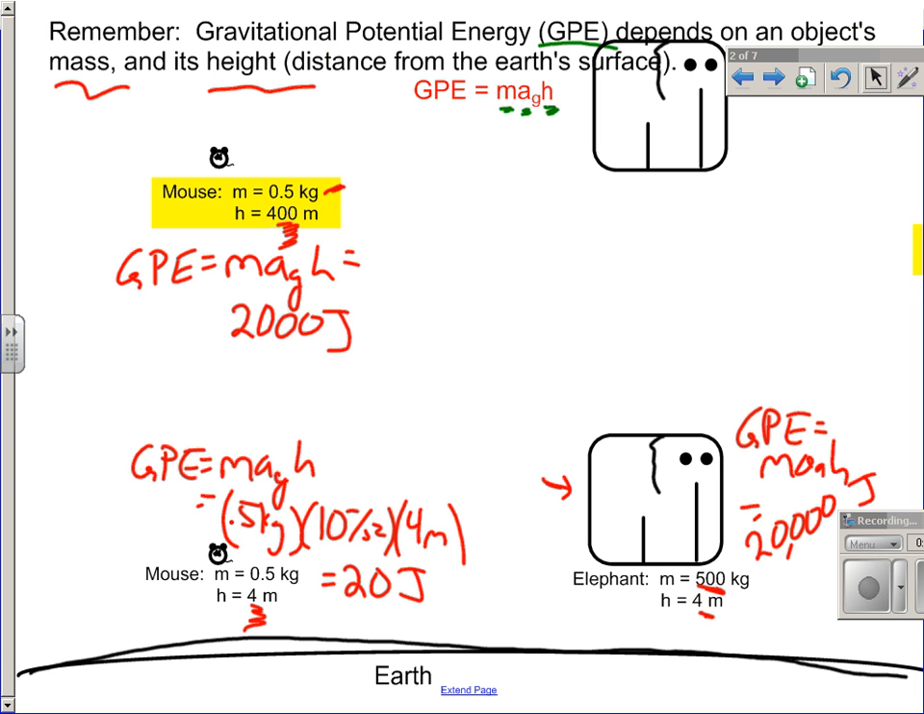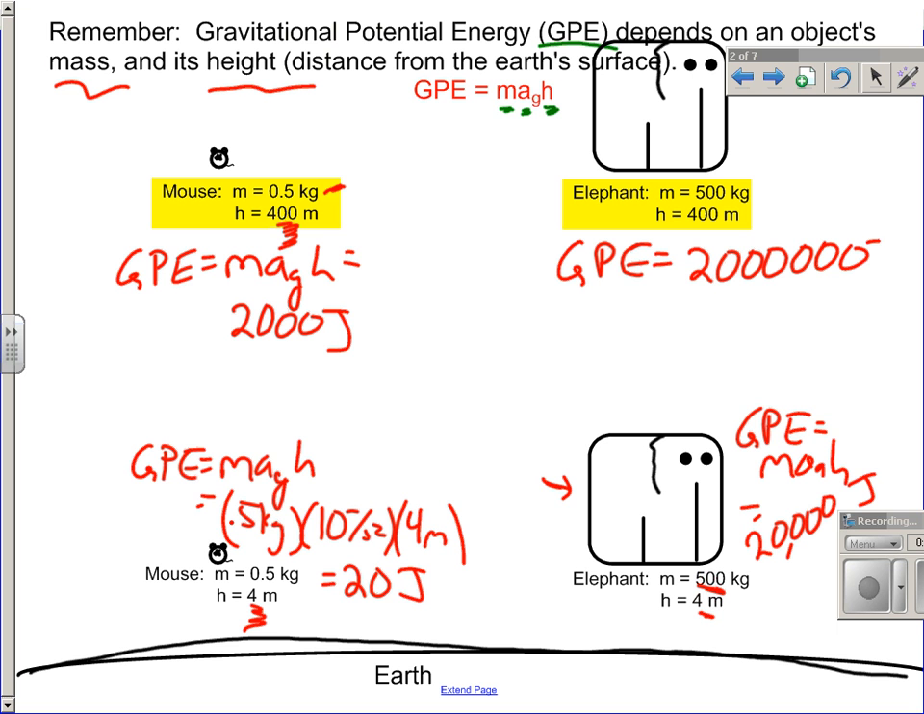So there's our elephant. Let's lift him up higher so that now he is once again at a height of 400 meters, mysteriously floating up there with a mass of 500 kilograms. If you calculate his gravitational potential energy, you get 500 times 10, which is 5,000, times 400 gives you 2 million joules worth of energy. So the gravitational potential energy of an object depends on both its mass and its height.